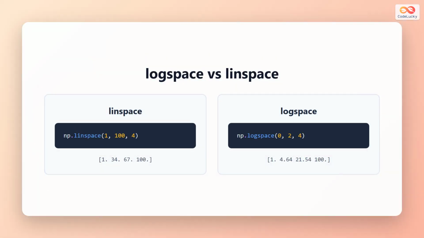It's important to understand the difference between logspace and linspace. Linspace from 1 to 100 with 4 values gives you 1, 34, 67, and 100, evenly spaced in a linear manner. Logspace from 0 to 2 with 4 values gives you 1, 4.64, 21.54, and 100, spaced logarithmically. Logspace provides more granularity at smaller values, which is crucial for many scientific applications.